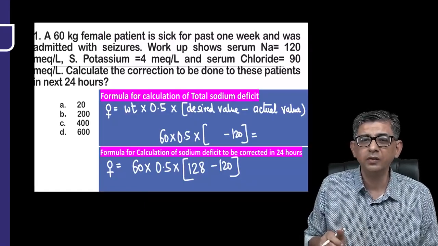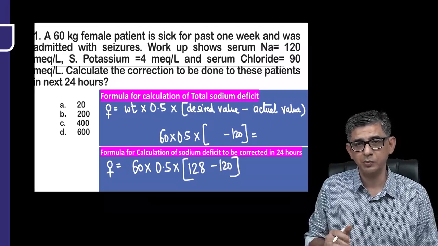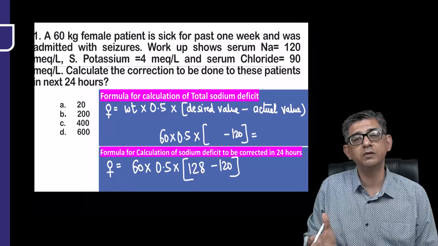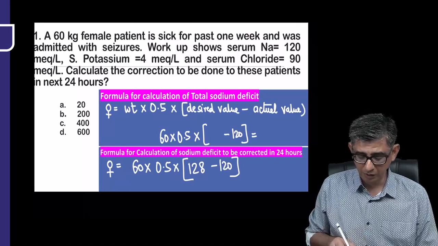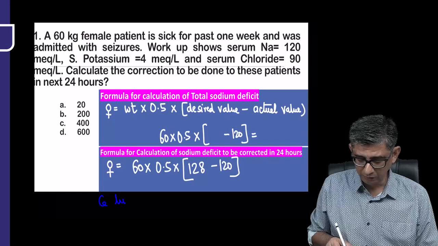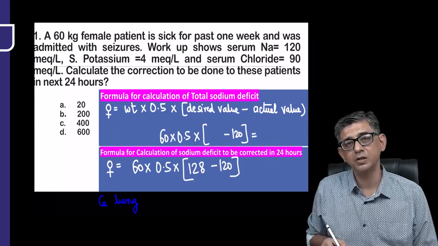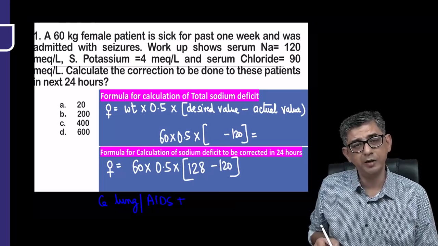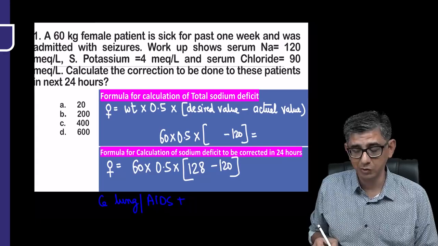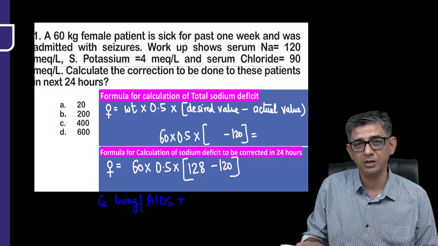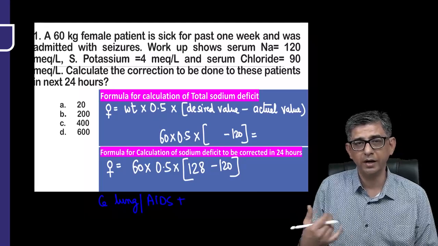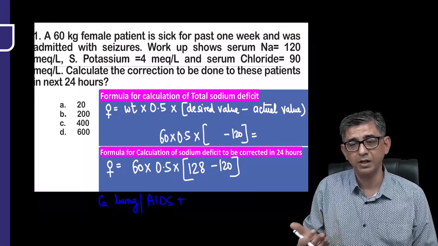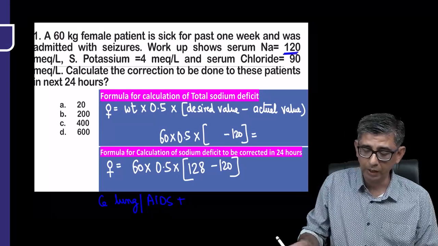The question went like this. A 60-year-old female patient has been sick for the past 1 week and was admitted with seizures. I've generalized this question because it has been asked 2 times. One was with a diagnosed case of lung cancer. Another time he described an AIDS positive patient with seizures, and he himself mentioned the word cerebral toxoplasmosis. The person has not been doing well for the past 1 week with CNS features like headache, disorientation, and has now presented with seizures with a sodium value of 120.